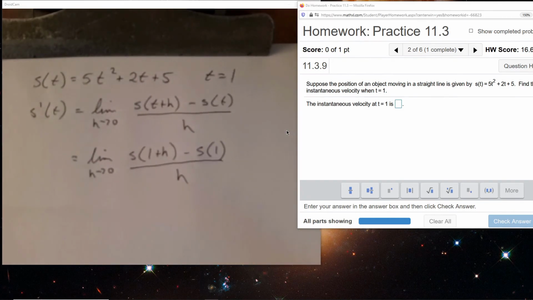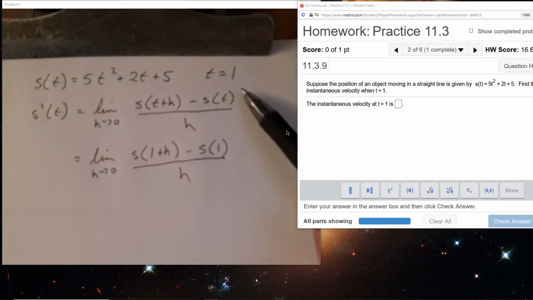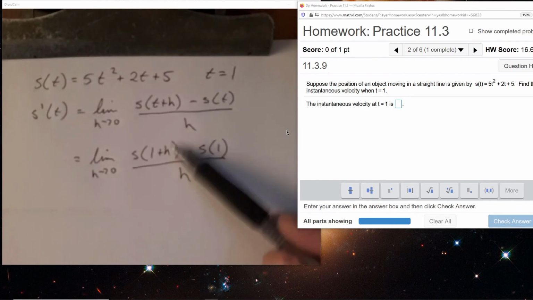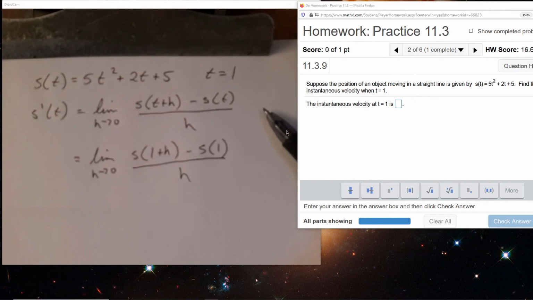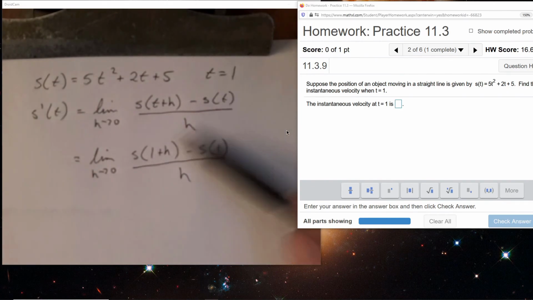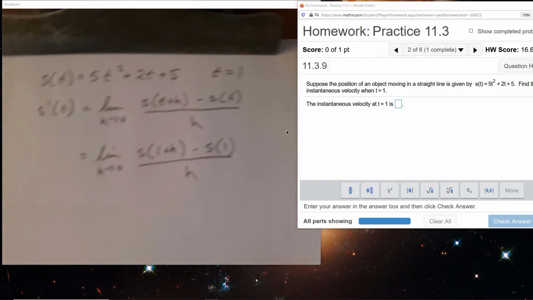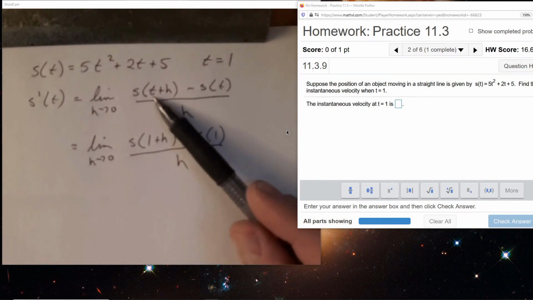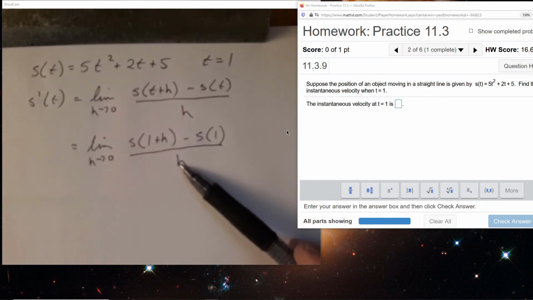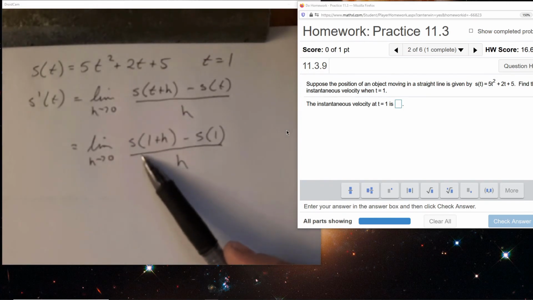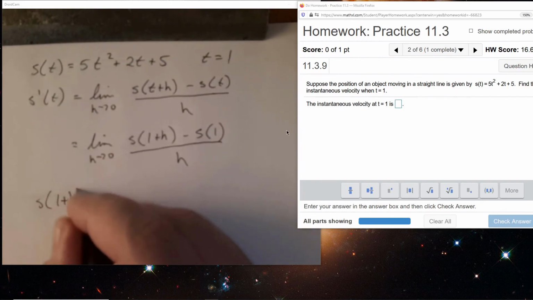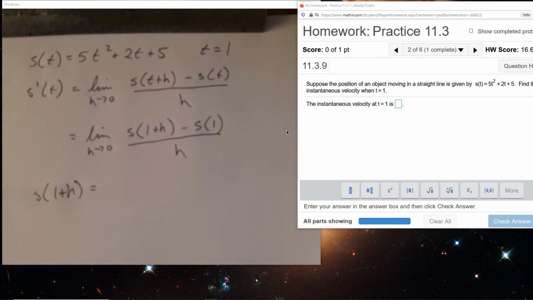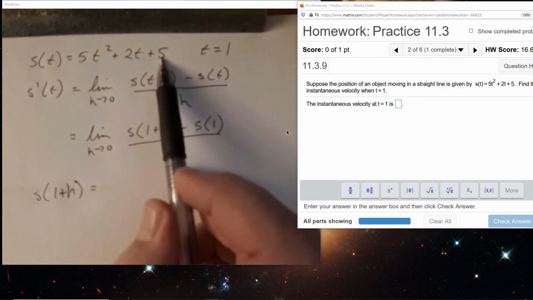And the philosophy here, I think, is that people tend to learn easier with numbers versus the letters. So I think that's the philosophy they're going with in 11.3, plugging all the numbers in first. And so that's all I did. All I did was plug in 1 for t. And we get this result for our limit. And this is telling us what we need. We need to figure out then, what is s of 1 plus h? Well, we'll just plug 1 plus h into the original function.